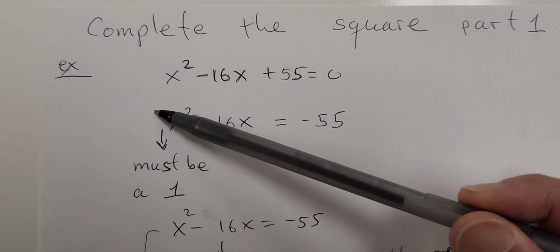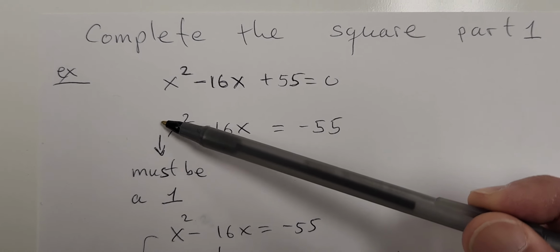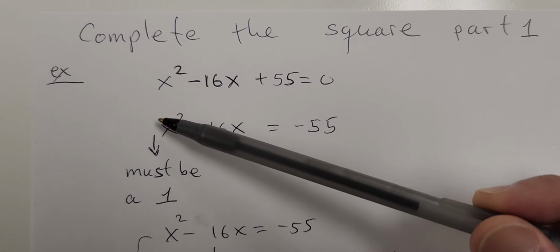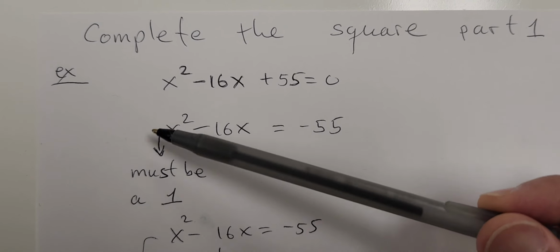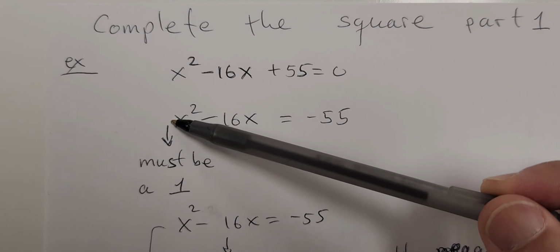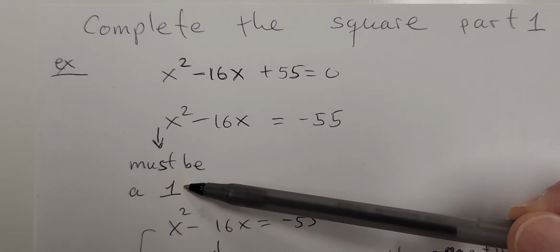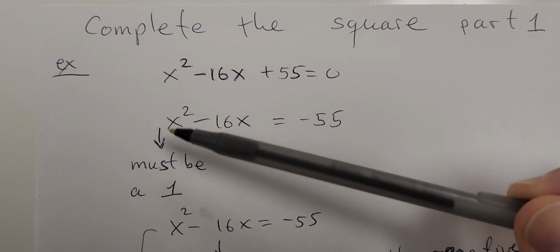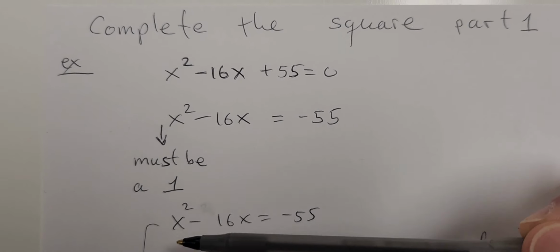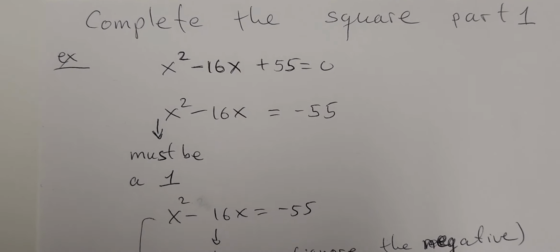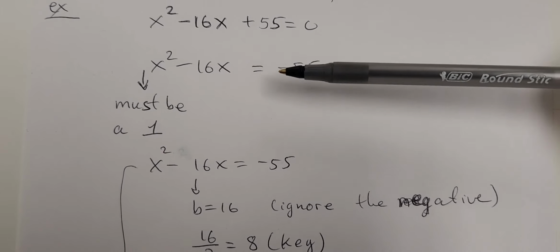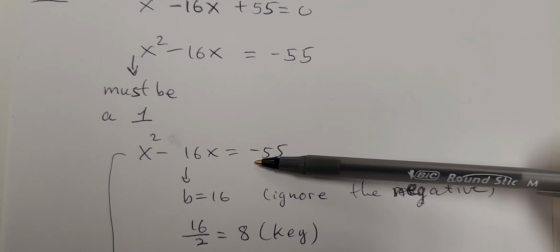Also, this right here, this is my A. It has to be a 1, no other number. One more time. This part right here where I am circling must be a 1, no other number. Since this is a 1, then we can move on to the next step. And I rewrote this line down here.